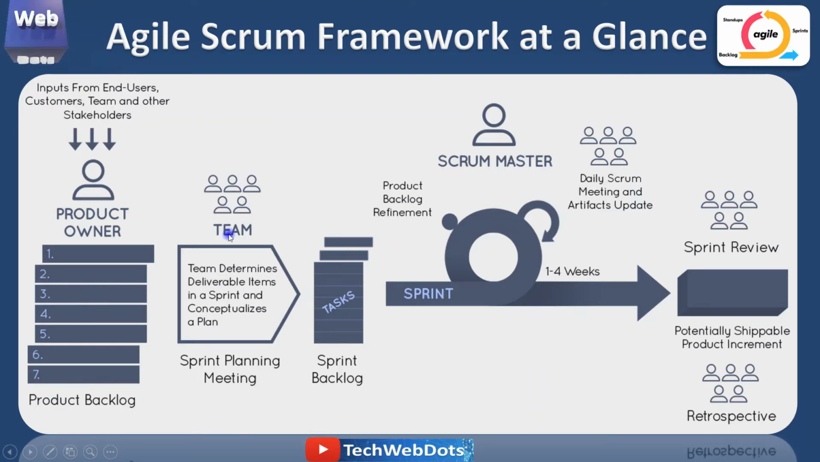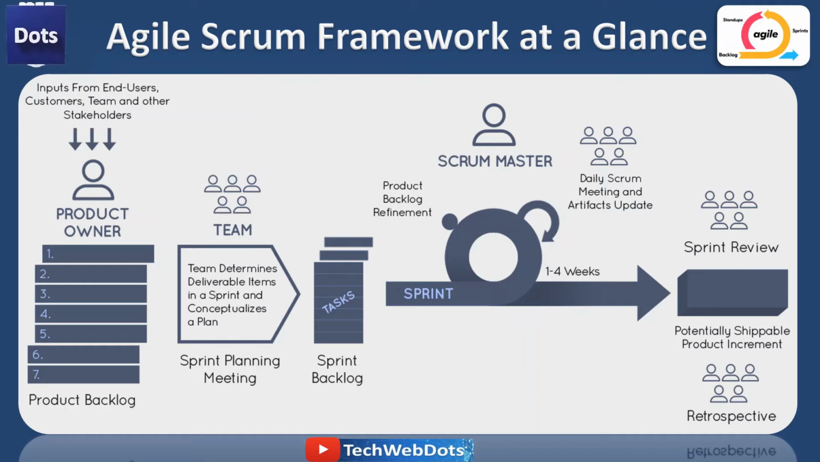Then it goes to the team who is actually going to work on the development part. The team determines deliverable items in a sprint and conceptualizes a plan. If you are wondering what a sprint actually is, suppose we pick 4 to 5 features to deliver in a week. In Agile we work in a recursive manner. We follow some tools. Let's say in TFS, Team Foundation Server, we have a Scrum tool already implemented. We can follow from there, create the sprint there, and create the tasks, and those tasks will be assigned to the team members and they will work on them.